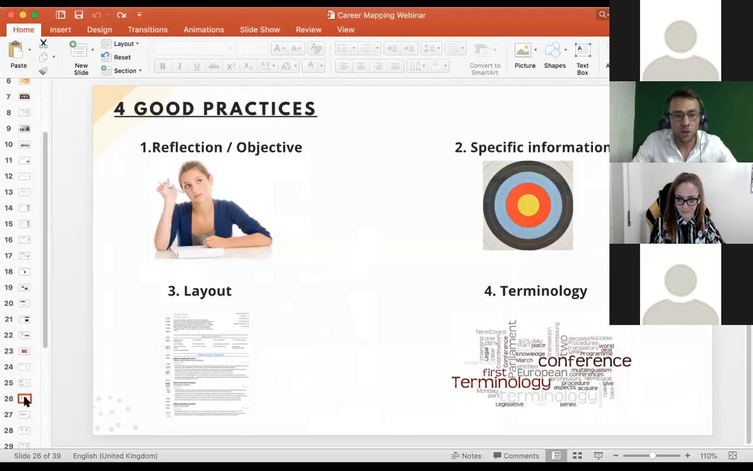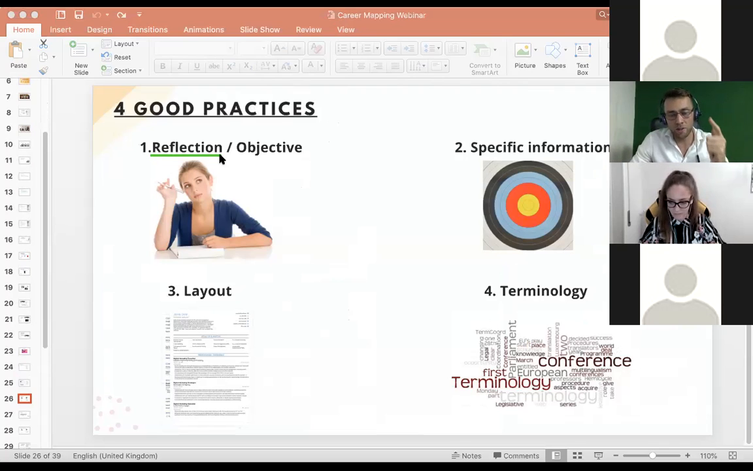So just for you to take away a very short summary. When we're writing CVs, 4 good practices. Before you start writing, reflect. Reflect on your experiences, reflect on the successes in your career, the biggest successes, and what is your objective now? Are you going for a new job? Is it a new industry? Is it a new career? Or is it not? Okay, so what are you trying to communicate?